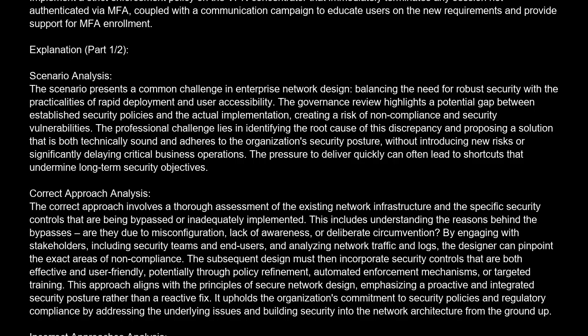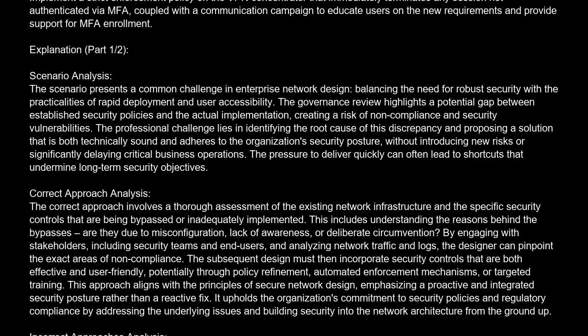Correct approach analysis. The correct approach involves a thorough assessment of the existing network infrastructure and the specific security controls that are being bypassed or inadequately implemented. This includes understanding the reasons behind the bypasses. Are they due to misconfiguration, lack of awareness, or deliberate circumvention? By engaging with stakeholders, including security teams and end users, and analyzing network traffic and logs, the designer can pinpoint the exact areas of non-compliance.